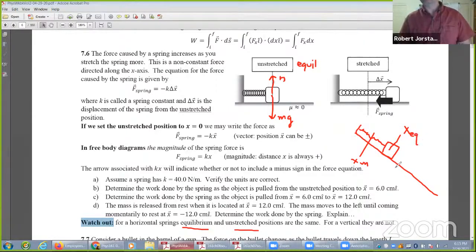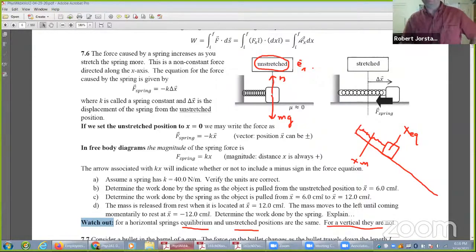And so when we're doing springs which have a vertical component, things are very, very different. Just be aware of that. In general, it's probably best to use the word unstretched for the 0 position, not the word equilibrium, even though that works for horizontal mass springs. All right.